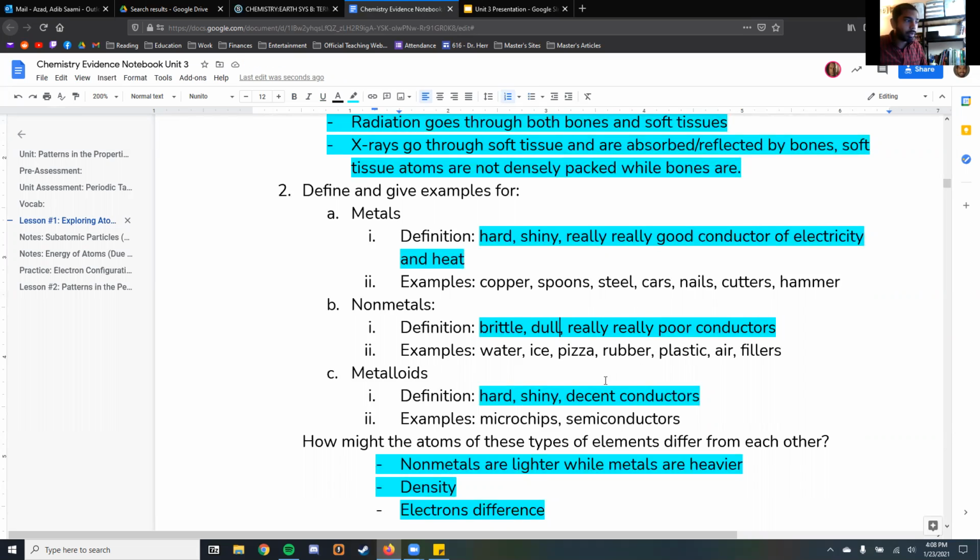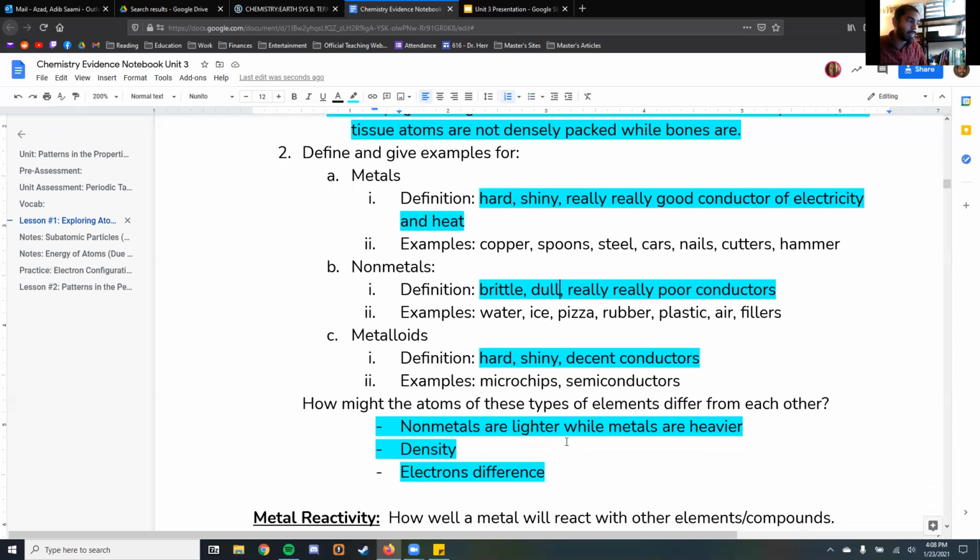Metalloids are that in between. Some of them are hard, some of them are soft, some of them are shiny, some of them are brittle and dull, but mostly they're just decent conductors. And I say decent because they're not excellent, which means you can kind of slow down an electric charge and make a semiconductor out of them. Use them to make microchips.